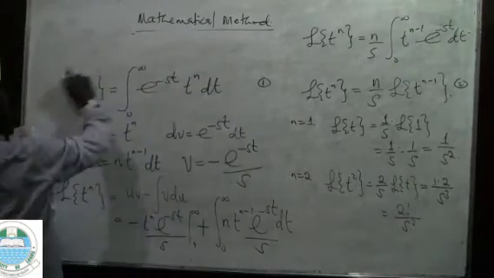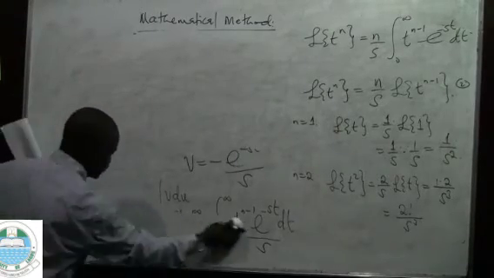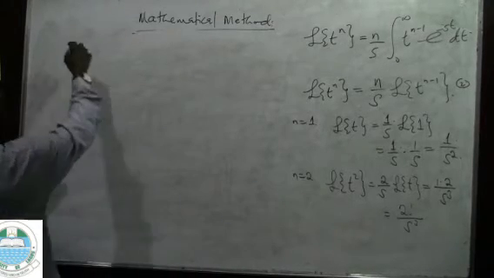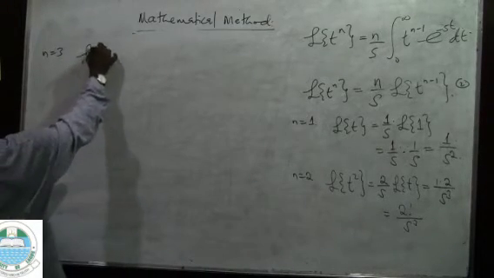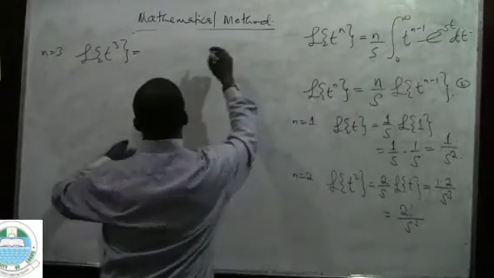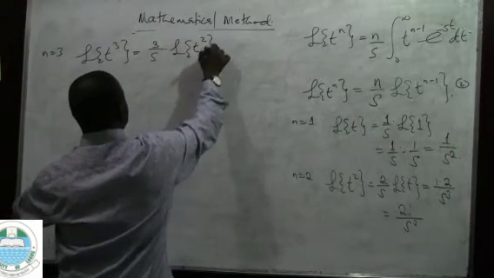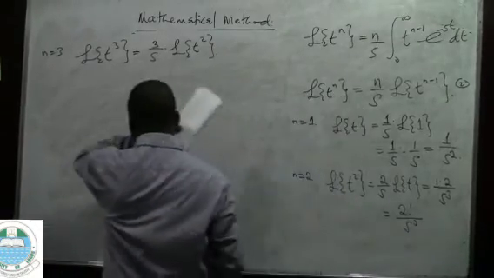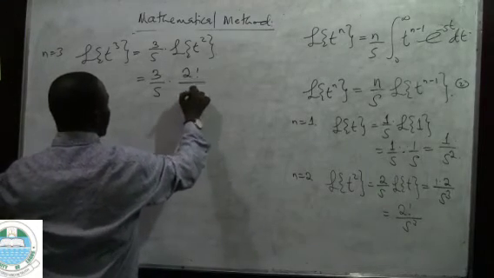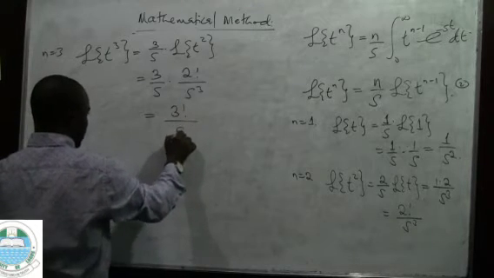Let's take 2 more values for our n and see whether there is going to be any relationship, if at all it exists. Suppose n equals 3. That means the Laplace of t raised to power 3 equals 3 divided by s Laplace of t squared. And there's a value already for Laplace of t squared. That gives us 3 divided by s times 2 factorial divided by s cube. 3 times 2 factorial will give us 3 factorial divided by s raised to power 4.